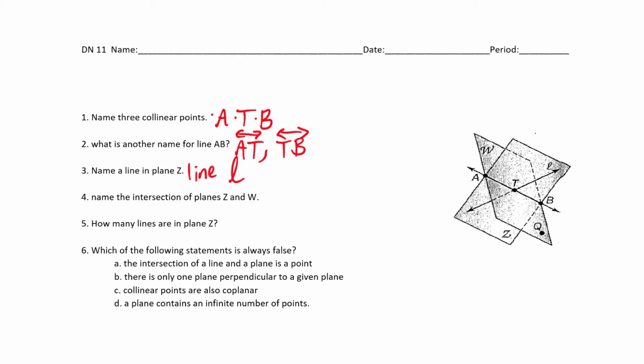Okay, name the intersection of plane Z and W. So where do plane Z and W meet up? Good, they meet up right here along this line, line AB.